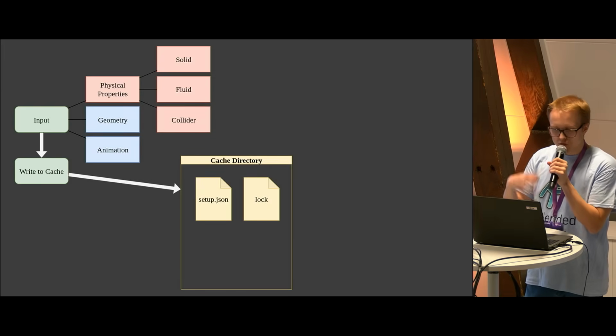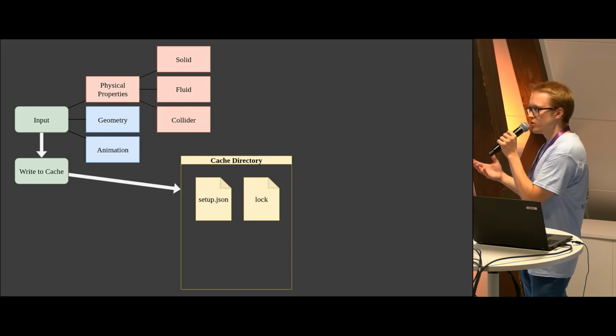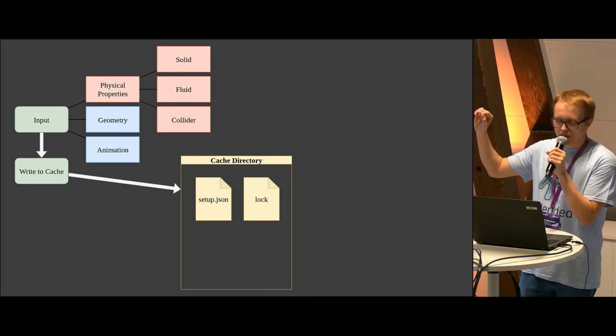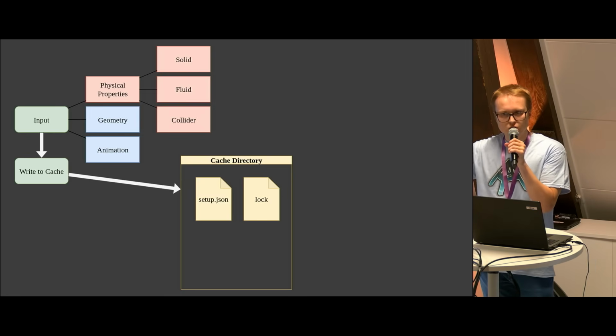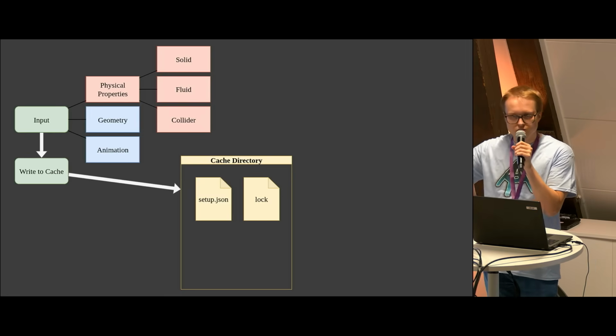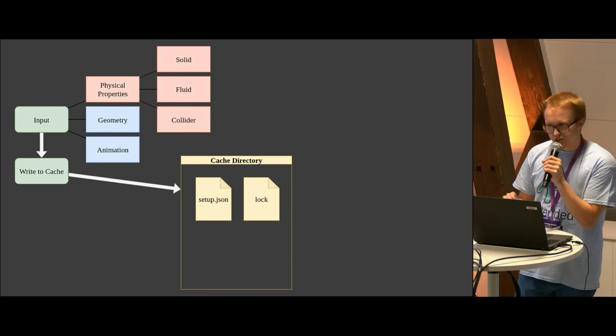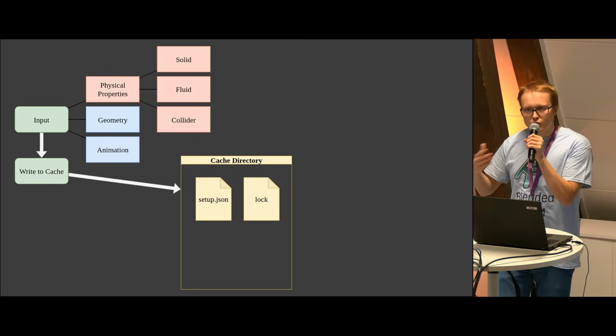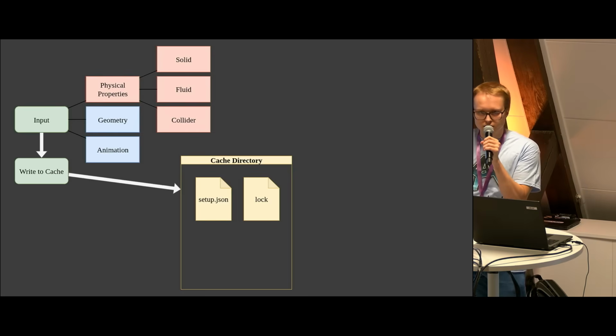Then you write to cache, and this is a very important concept in Squishy Volumes. It creates a cache directory, and in there is a setup.json that contains all of the information that is needed for running the simulation. That means that when you want to change something, it will not automatically update and overwrite your cache, but you have to manually click that button.